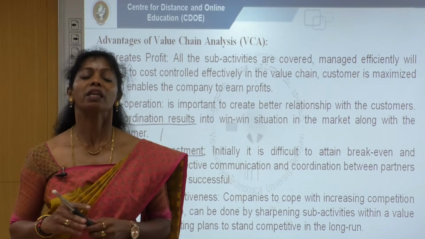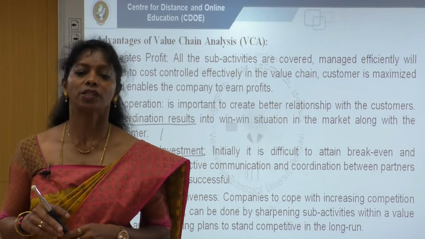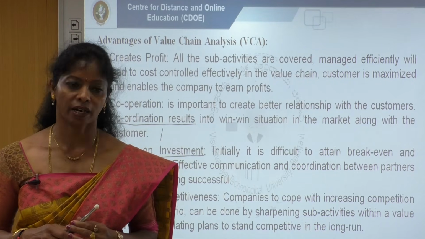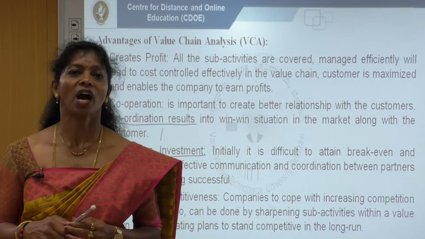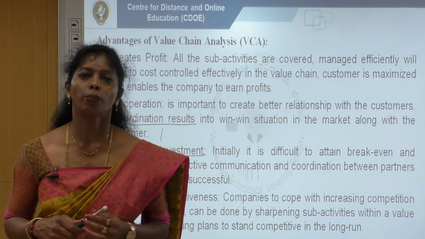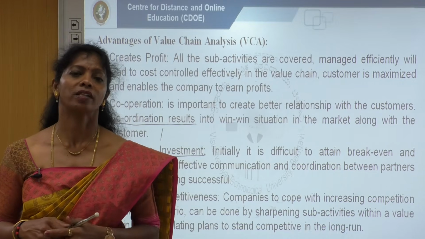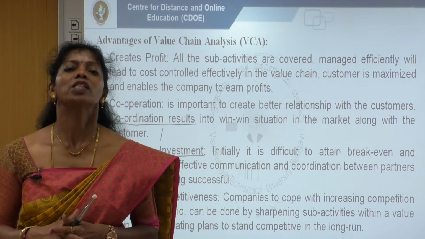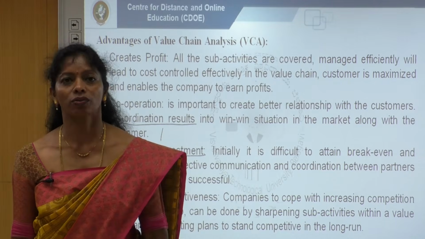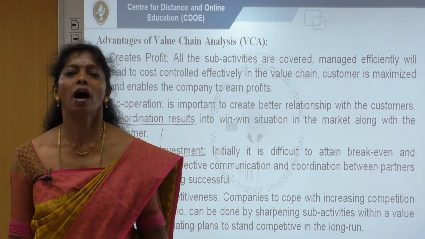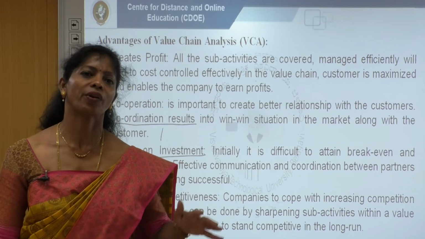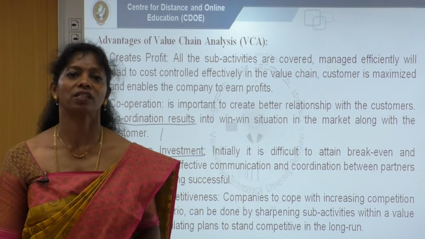Next we talk about increased competitiveness. Companies can cope with increased competition in the current scenario by sharpening the sub-activities. So duplicacy can be removed and deficiencies can be overcome. Also, as I spoke about in the previous session on SWOT analysis, strengthening the strengths, trying to overcome the weaknesses, and trying to avoid the threats and the weaknesses.